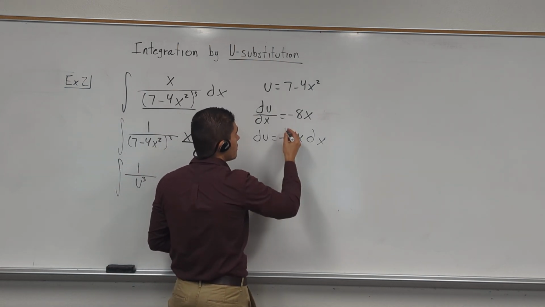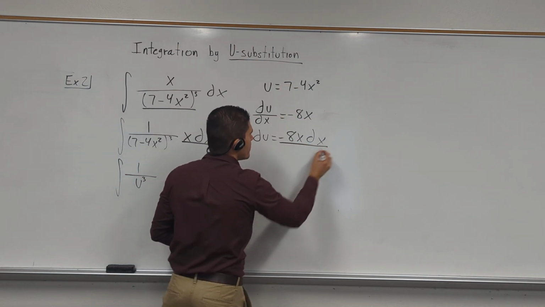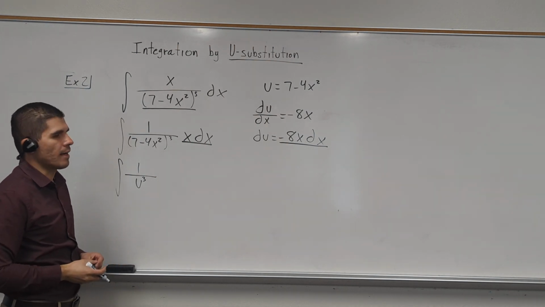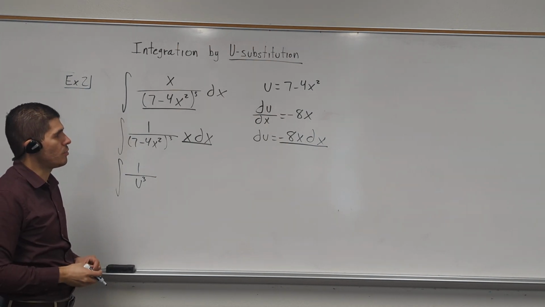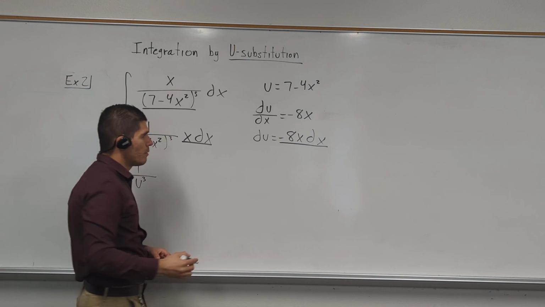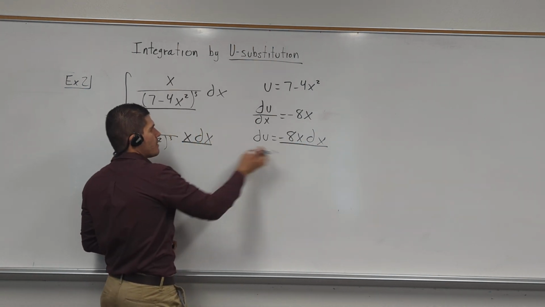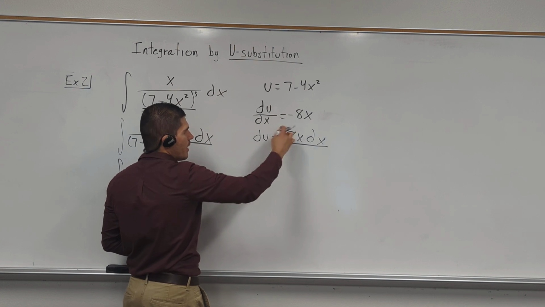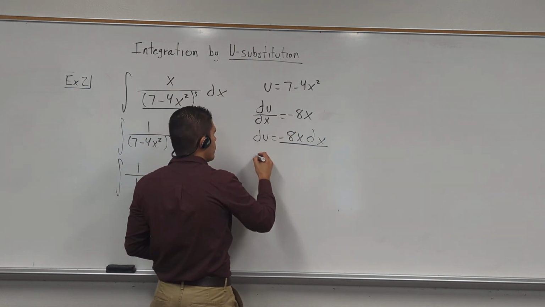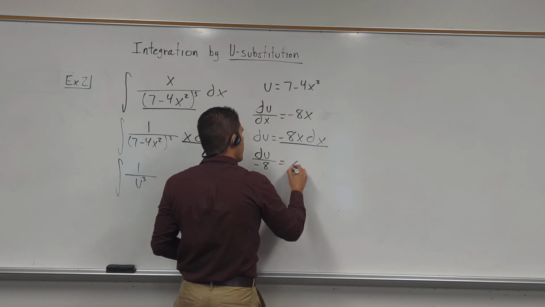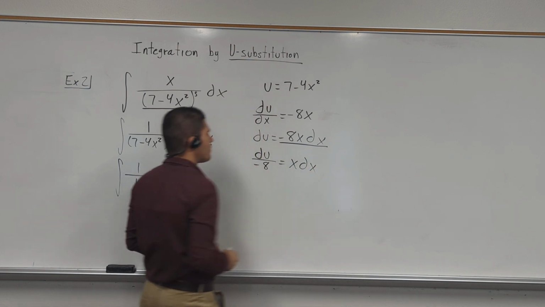But when I did my derivative here, what I actually have is a negative 8x dx. Doesn't match exactly. So I'm going to show you 2 ways to solve this. First way to do it is the following. I need x dx to be exactly the same, so this negative 8 is kind of in the way. So what I'll do is I'll have a division of du by negative 8 equating to x dx.